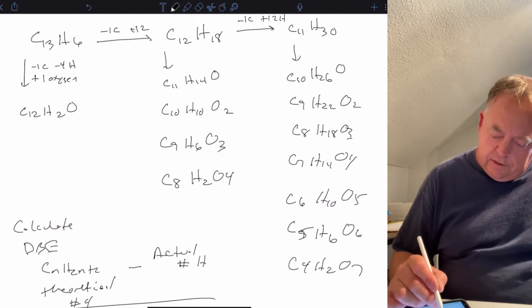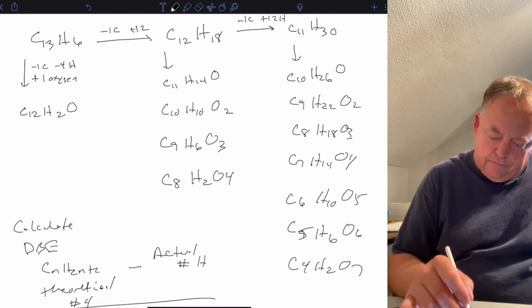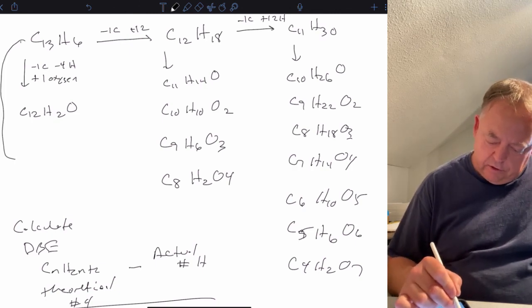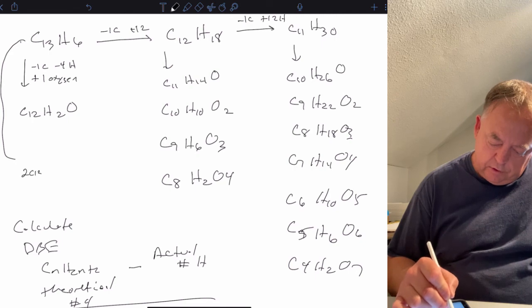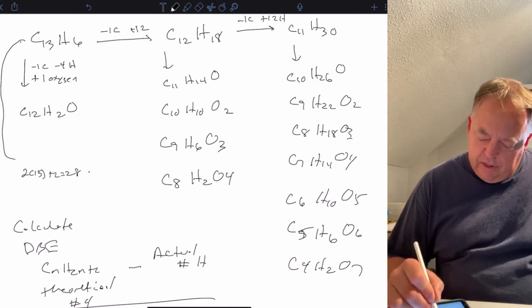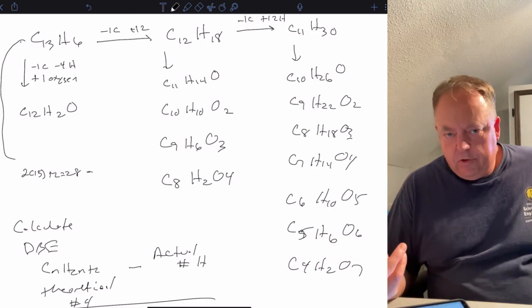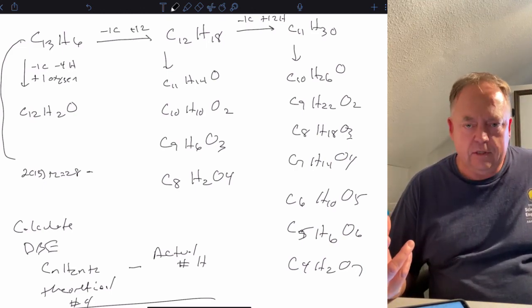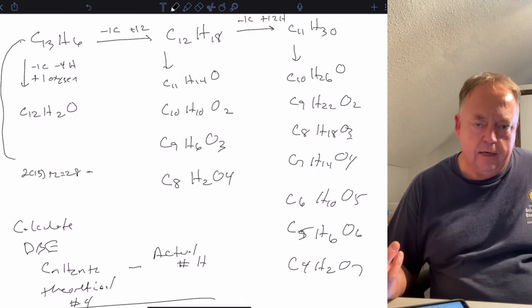So if we took this formula C13H6, for example, n is 13, so 2 times 13 plus 2 would be 28, which is the theoretical number of hydrogens. If you had 13 carbons, you could put 28 hydrogens on them, and then every single carbon would be saturated with hydrogens.